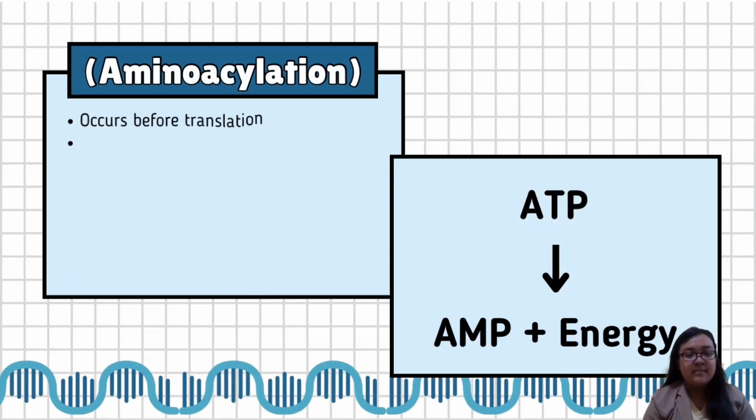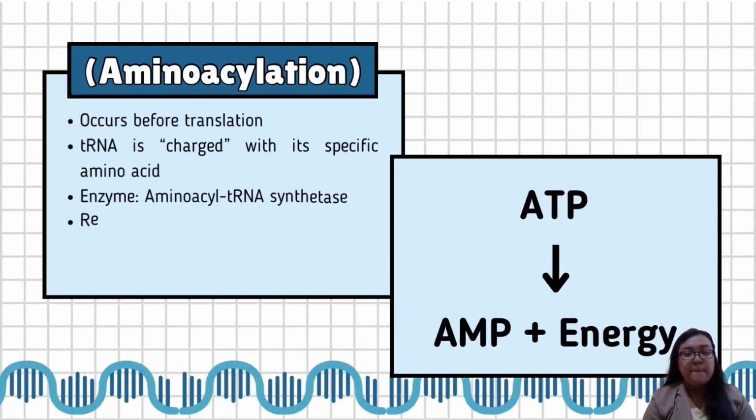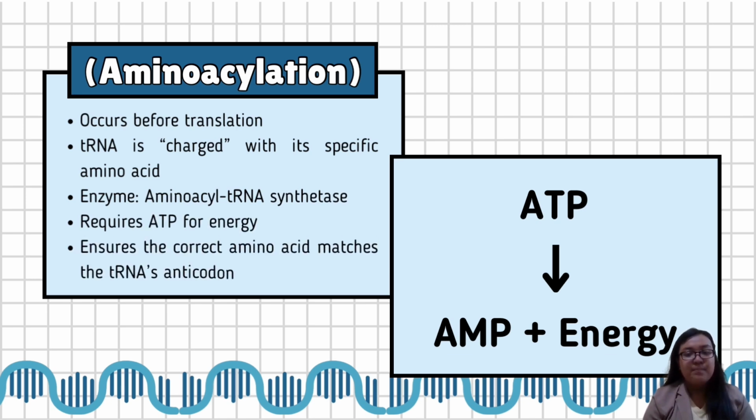Before translation begins, each tRNA is charged with its specific amino acid by an enzyme called aminoacyl tRNA synthetase. This process uses ATP and ensures each tRNA carries the correct amino acid based on its anticodon. For example, a tRNA with the anticodon UUC will be charged with lysine, because UUC pairs with the mRNA codon AAG, which codes for lysine.